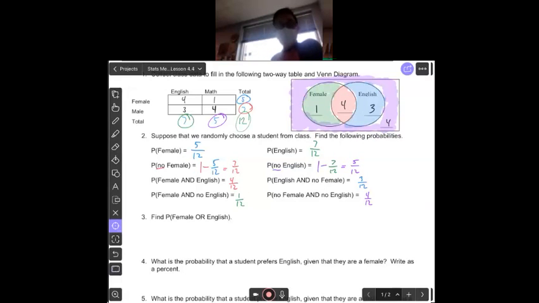And then yesterday and on Friday, we talked about this word or. We start saying the probability of something or something else. What do we do with our probabilities? We add them, right? So that word or started saying, hey, we should add those probabilities. So the probability of being female was 5 out of 12. Probability of preferring English, 7 out of 12.